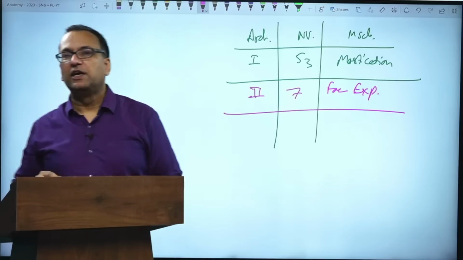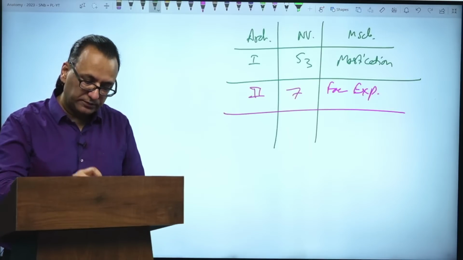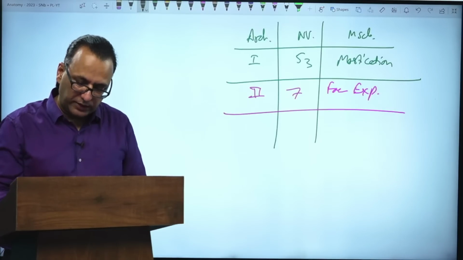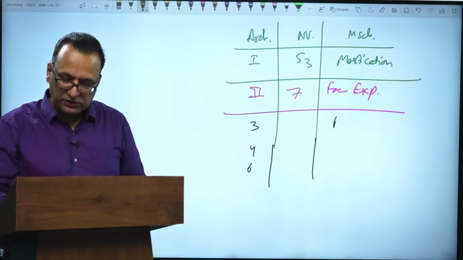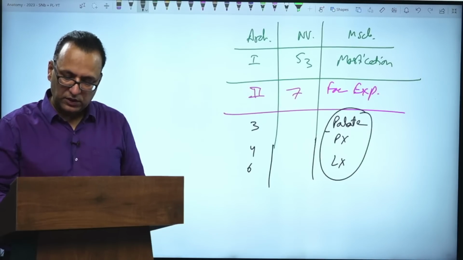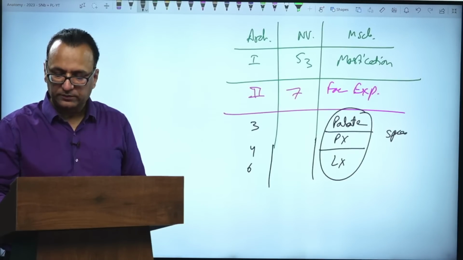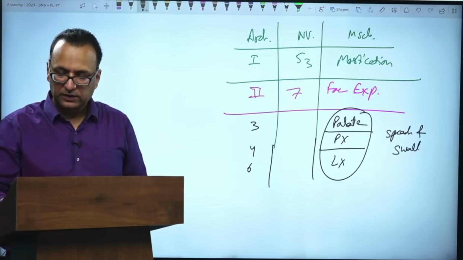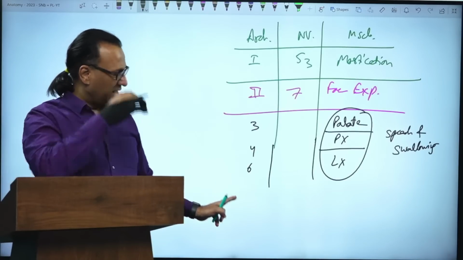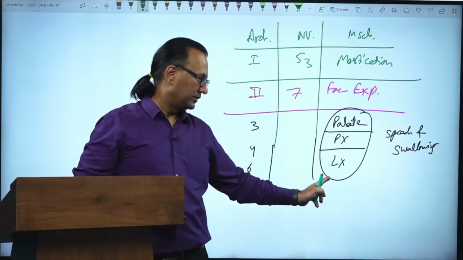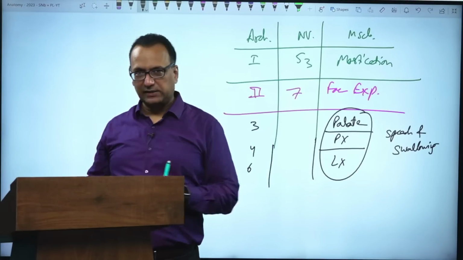What about arch number 3, 4, 6? For arch number 3, 4, 6, I have the muscles of palate, pharynx, and larynx, which are the muscles of speech and swallowing.